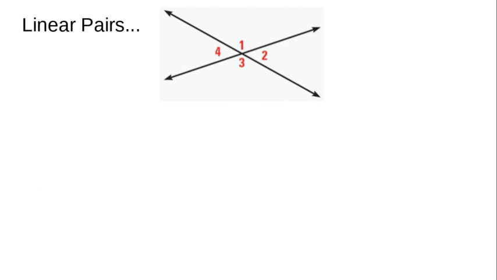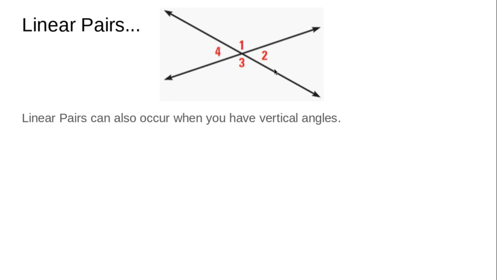Now, linear pairs and vertical angles can happen together, but they're not the same. So remember, vertical angles are across from each other. 1 and 3 are vertical, and then 2 and 4 are vertical. Those are not linear pairs. Linear pairs have to share a side. So looking at this diagram, I am looking for angles that share a side, but along the bottom make a straight line. So for example, here's a straight line.